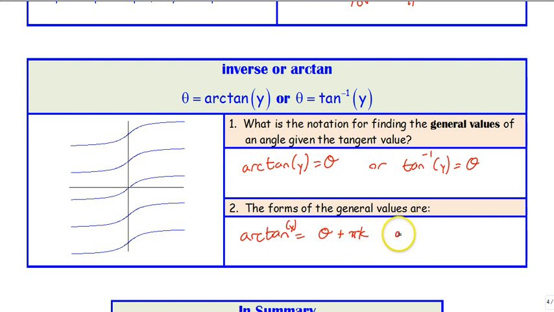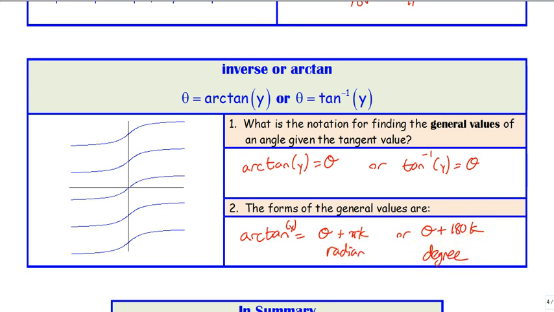And finally, sorry, erase that on your paper. Or it can be theta plus 180k. And again, this is the radian one, and this is the degree one.